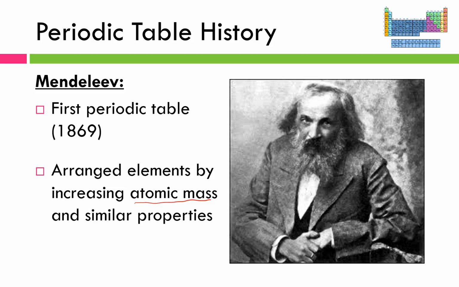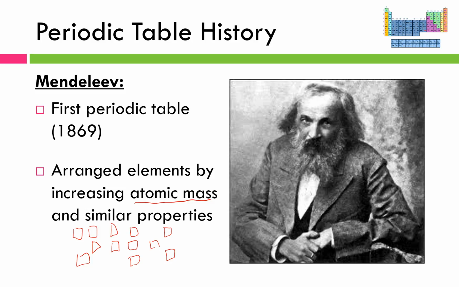Anyway, Mendeleev took these little element cards and he started just arranging them in different patterns. And he noticed that when he arranged them in terms of increasing atomic mass and tried to keep elements of similar properties together, he started seeing some patterns. This is kind of how the first periodic table came to be.